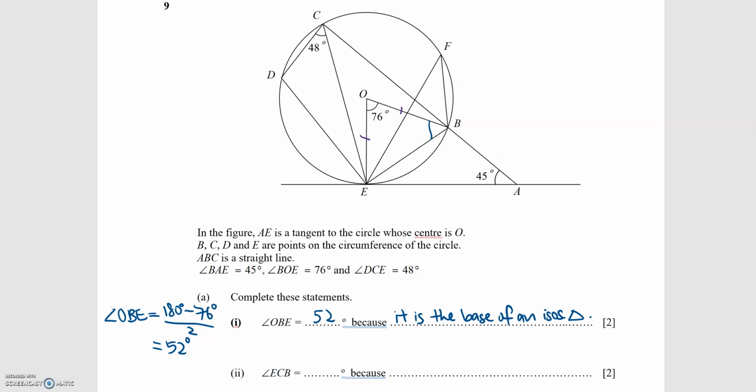For part 2, they want us to find the angle ECB. We see that BCE and BOE are actually related by the property angle at center equals to 2 times the angle at the circumference. So the size of angle ECB would simply be 76 divided by 2.